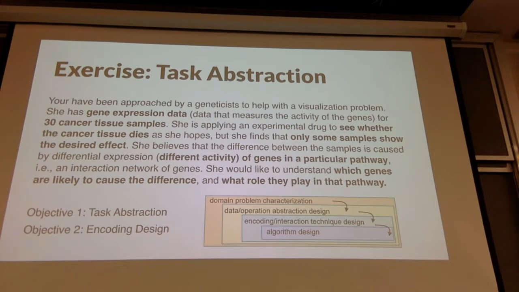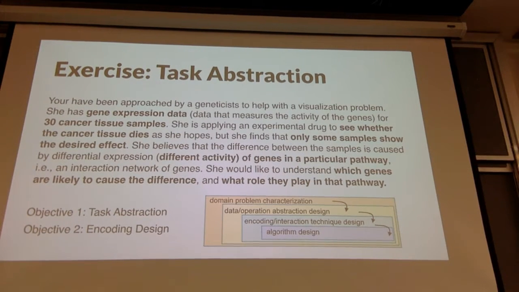She believes the difference between the samples is caused by differential expression, different activities of genes in a particular pathway. So this is about the interaction of the network of genes. And she would like to understand which genes are likely to cause the difference and what role they play in the pathway. So this is the domain description now.